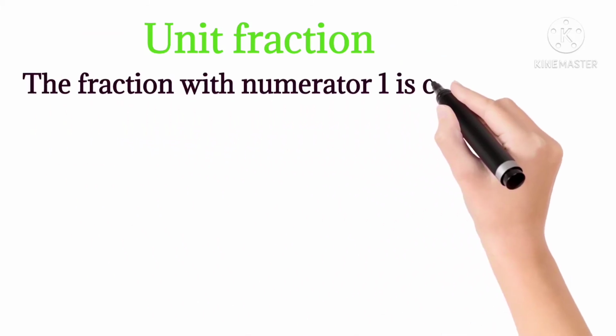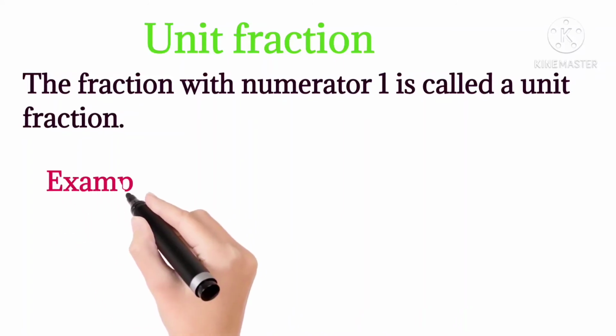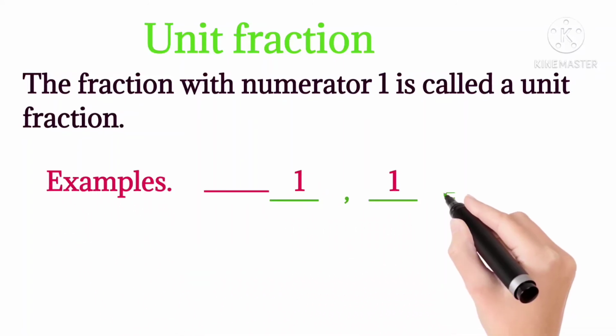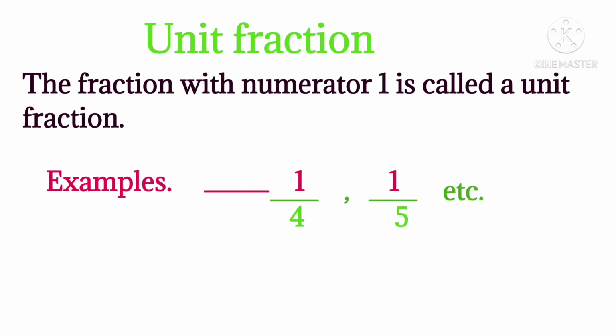Next, unit fraction. The fraction with numerator 1 is called a unit fraction. Examples, 1 by 4, 1 by 5. Here, the numerator is 1.